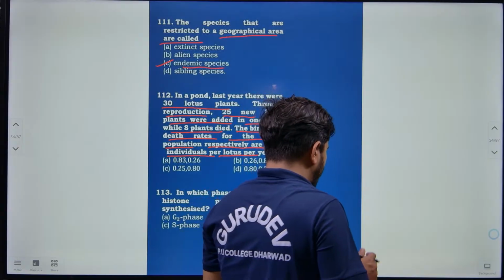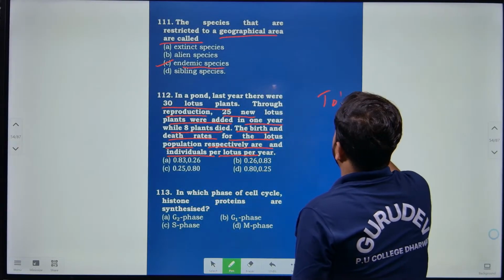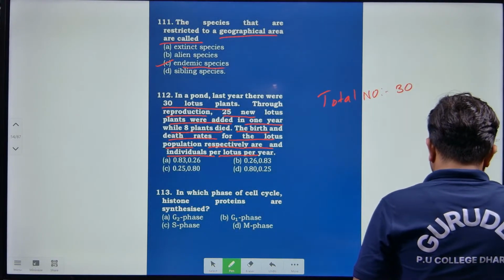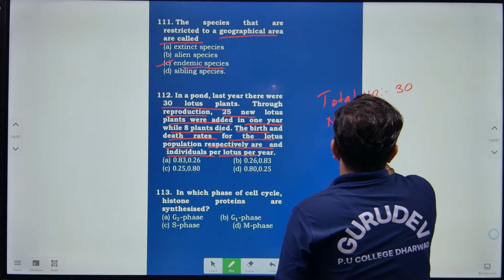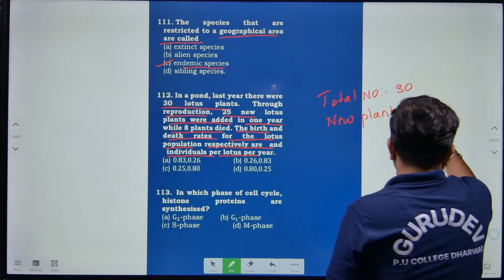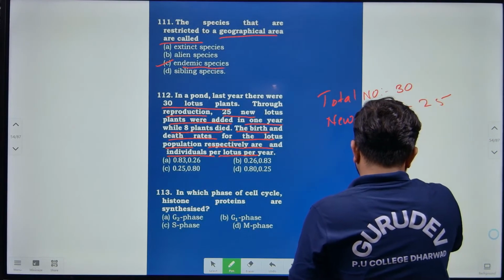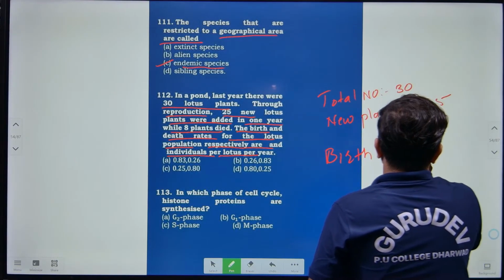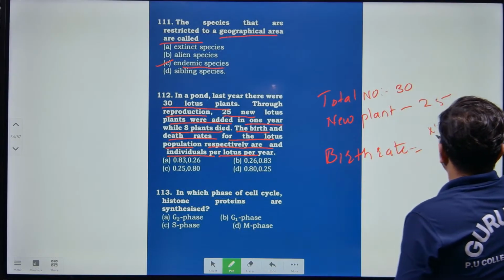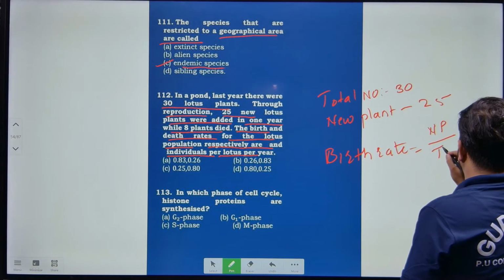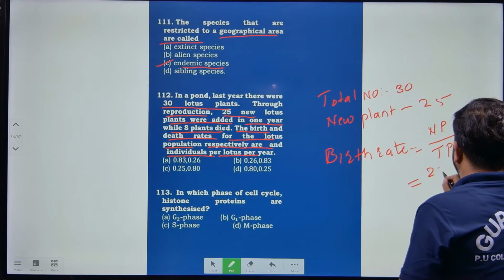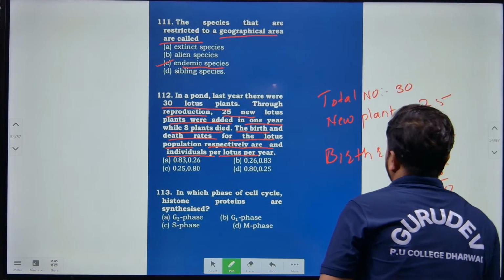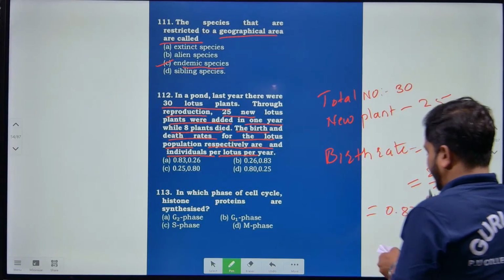According to what they have mentioned, the total number of plants is 30, and the new plants added are 25, right? If I calculate the birth rate, it is new plants divided by the total number of plants. So definitely it is 25 by 30, and the answer I am going to get is 0.83, per individual per year.